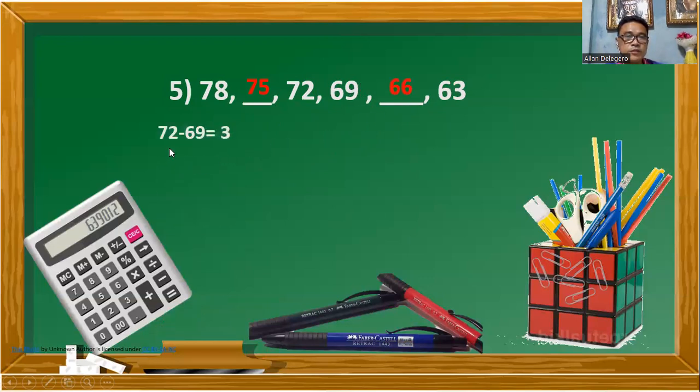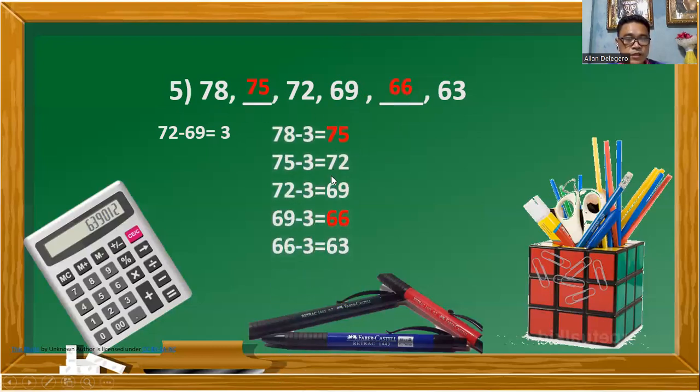Then the solution, 72 minus 69 is 3. So since this is descending, you have to use subtraction. Okay, 78 minus 3 is 75, which is one of the missing terms. 75 minus 3 is 72. 72 minus 3 is 69. 69 minus 3 is 66, the missing term. Then 66 minus 3 is 63. Okay.